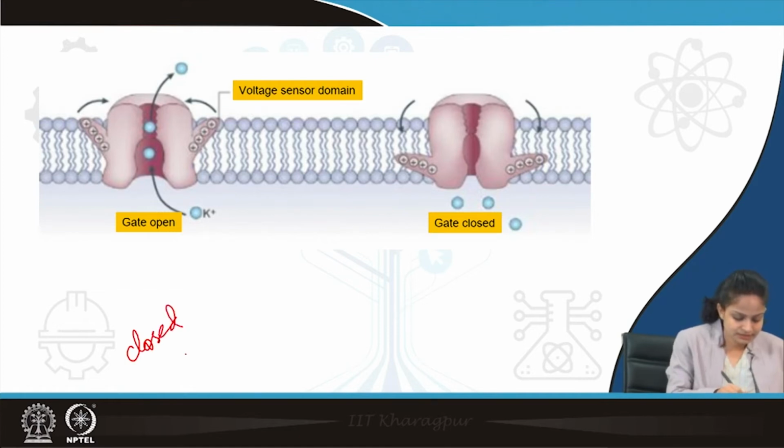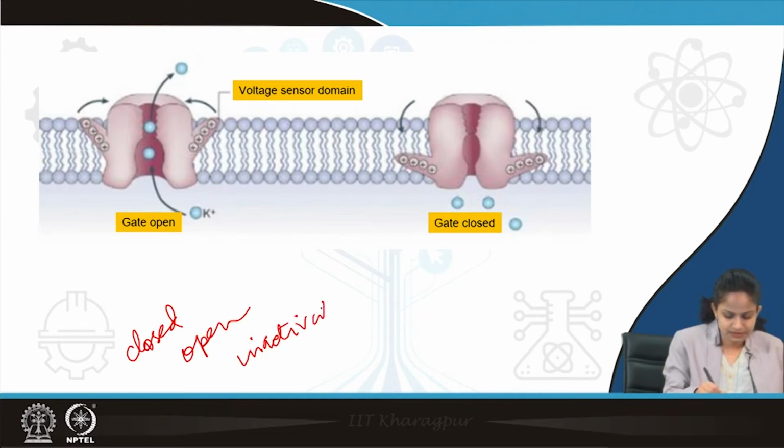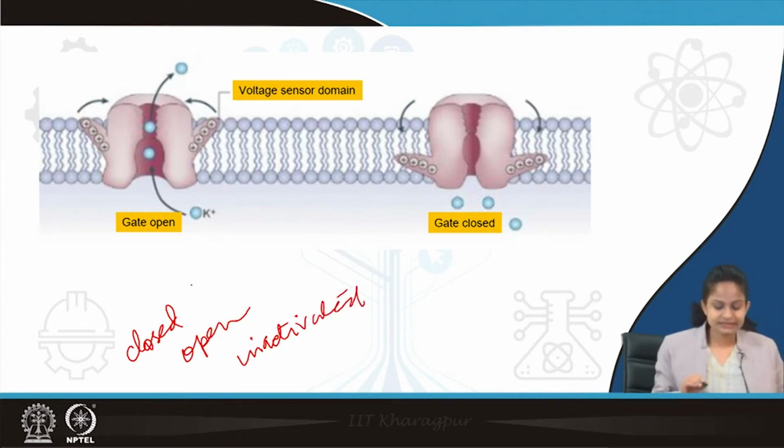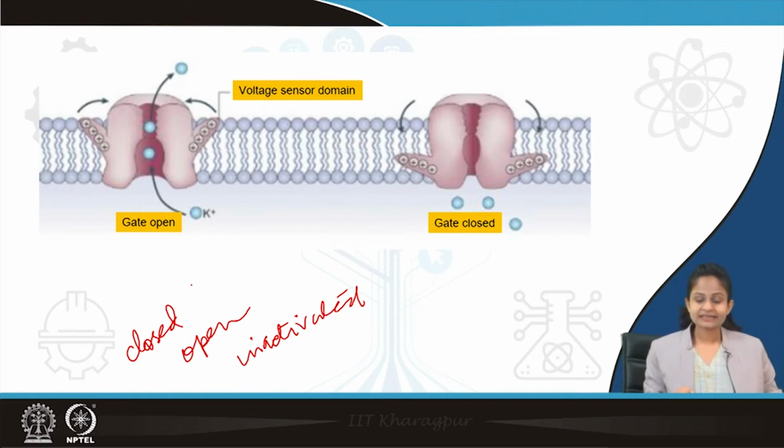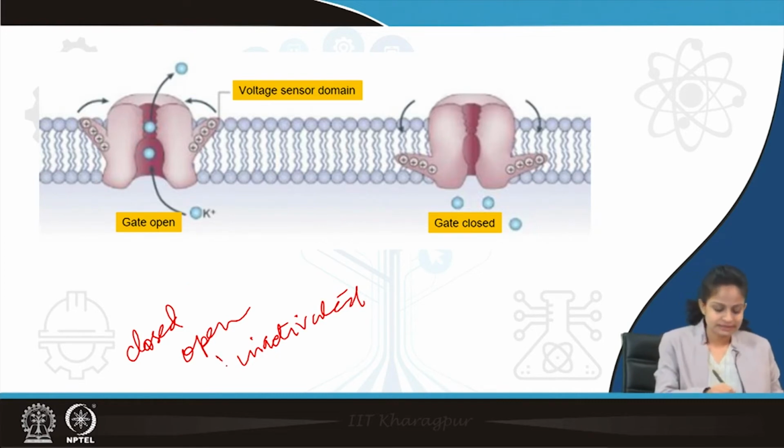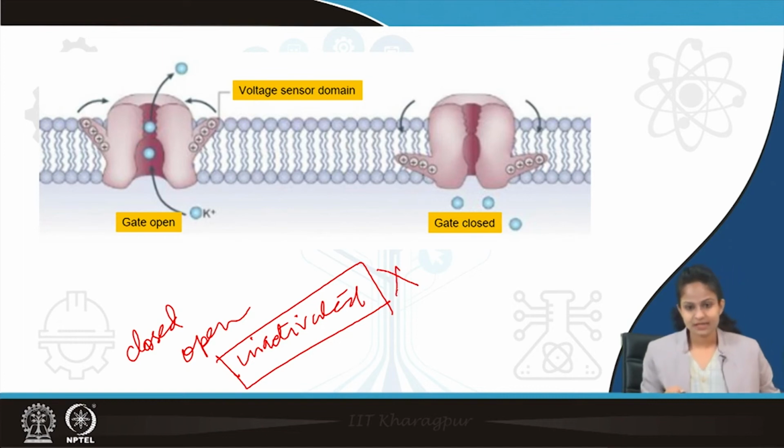So, these 3 states are present in the case of sodium channels, but in the case of potassium channels, this inactivated state is not present. It is only the closed and open state.